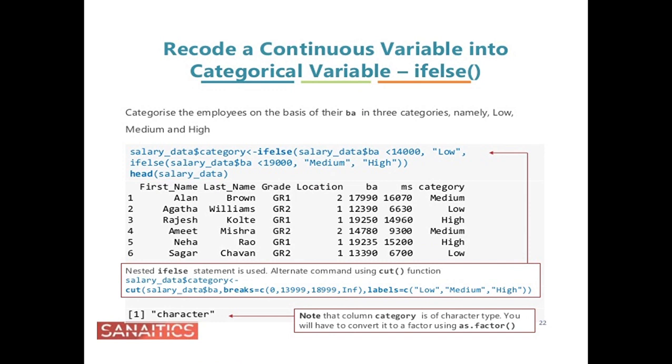Recode a continuous variable into categorical variable. Categorize the employees on the basis of their BA in three categories, namely low, medium, and high. Nested if-else statement is used. Note that column category is of character type. You will have to convert it to a factor using as.factor.